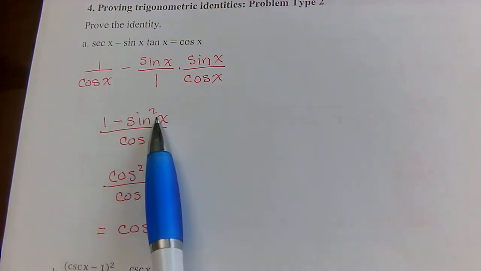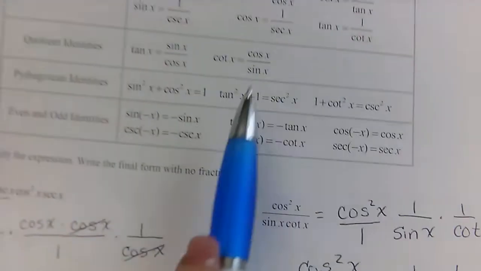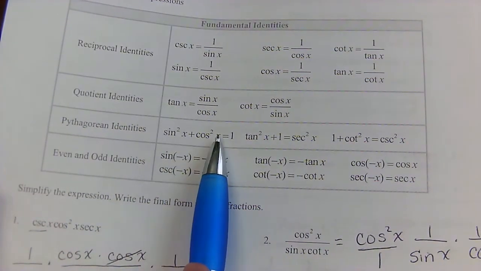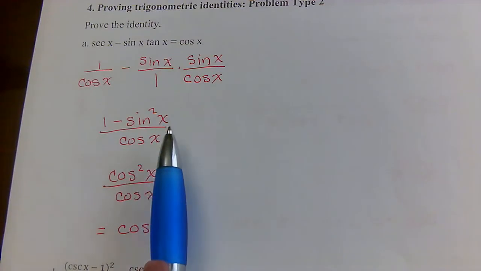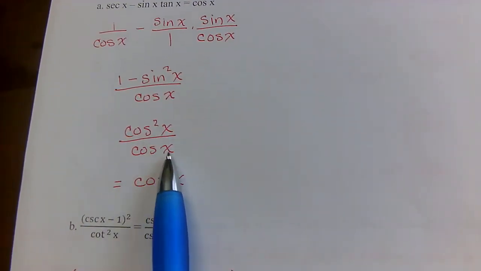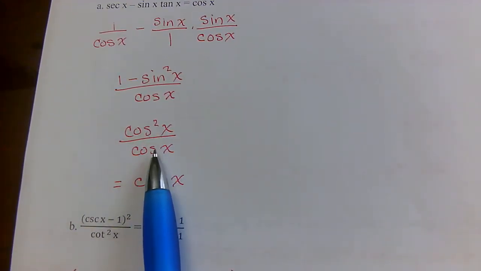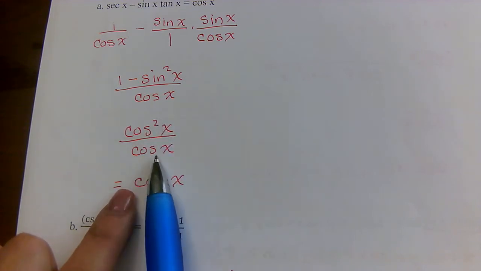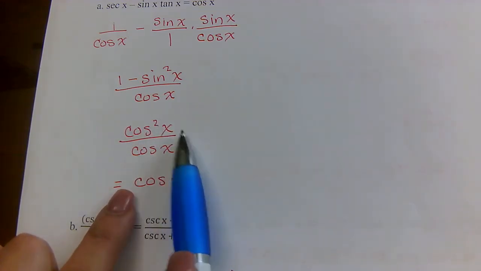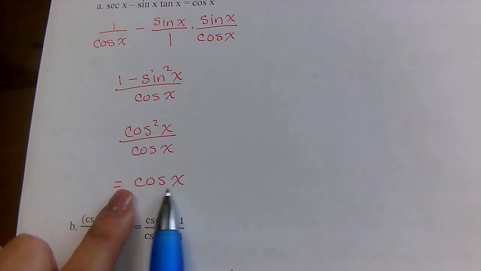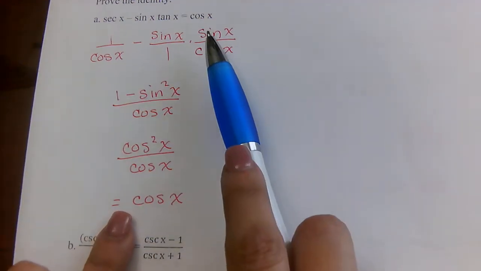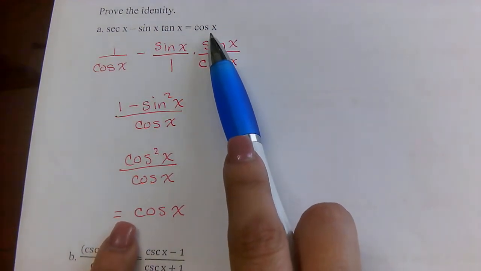What is 1 minus sine squared? Again, using Pythagorean identities, it's going to be equal to cosine squared. Now that I have cosine squared divided by cosine, I can eliminate the denominator with one of the cosines in the numerator, leaving me with just the cosine x. That matches what we have on the right hand side.